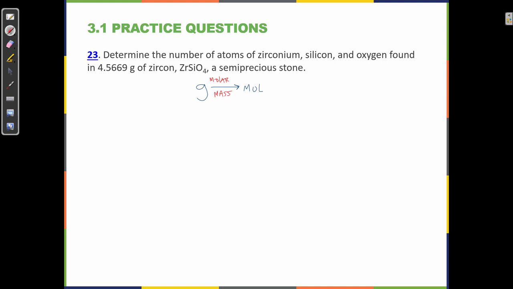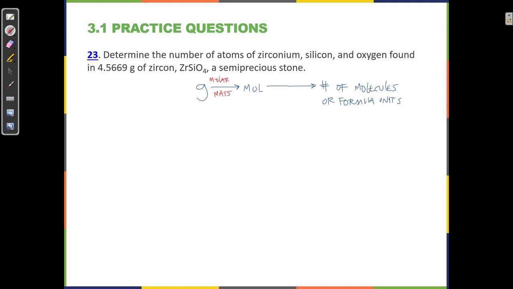And if we have moles, remember moles is like a dozen. If I have a dozen of something, I have 12. If I have a mole of something, I have 6.022 times 10 to the 23rd, Avogadro's number. So if I have moles, then I can use Avogadro's number to convert moles into number of molecules or formula units. And remember, what's the difference? The only difference between molecules and formula units is whether I'm talking about a covalent compound that's made of nonmetals or whether I'm talking about an ionic compound with a metal and a nonmetal.